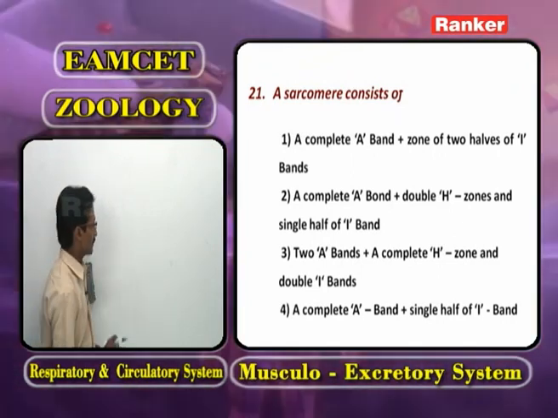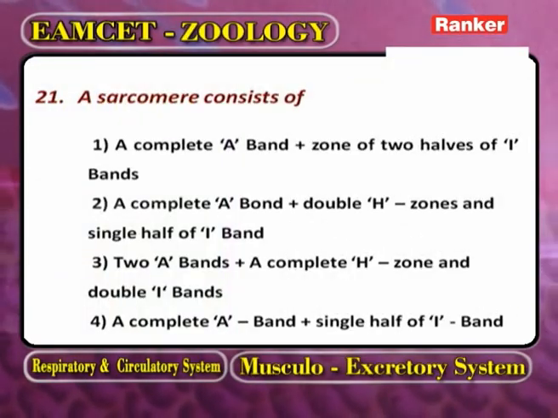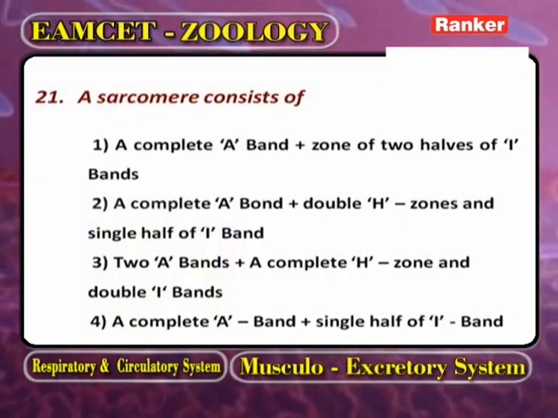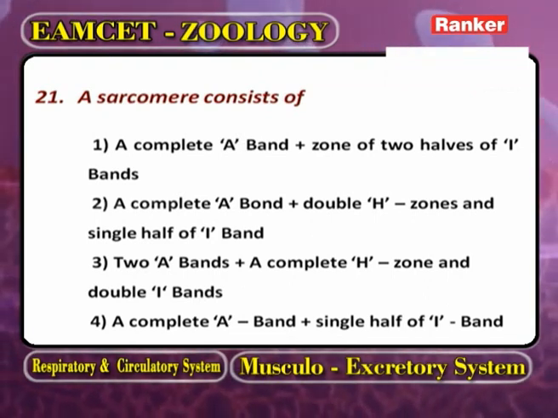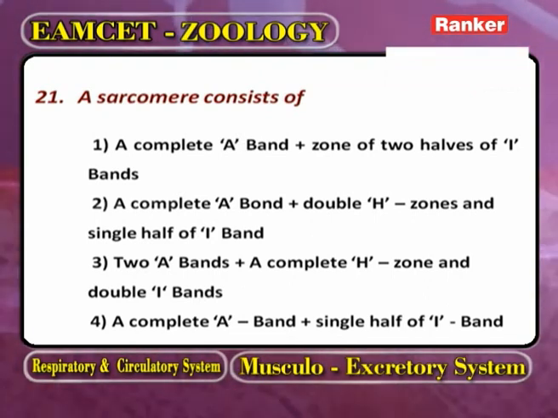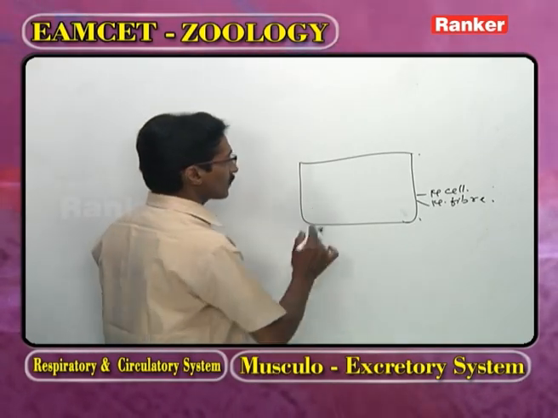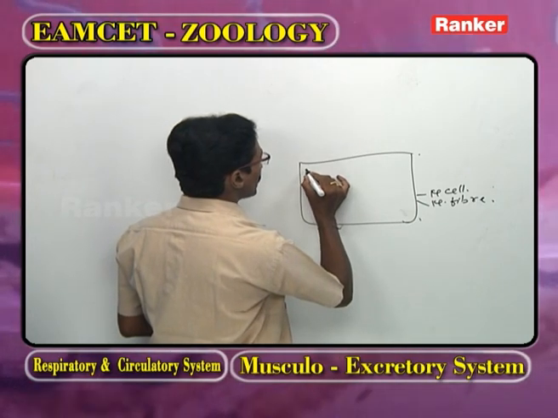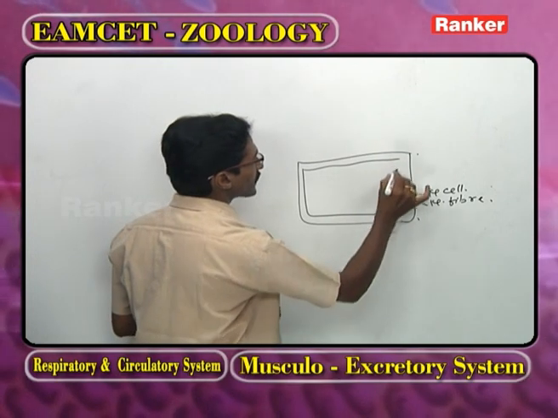Sarcomere consisting. Now, this one we call a muscle cell. The muscle cell is also called the muscle fiber. Both are correct. It is also called the sarcocyte. Now, in the muscle cell, what is present? Many myofibrils are present.